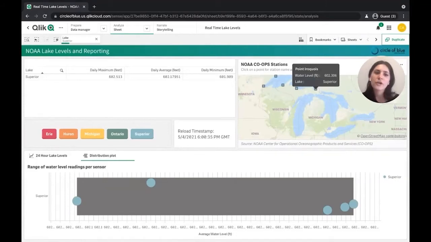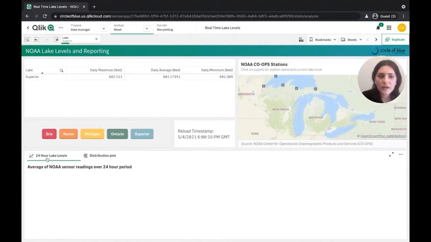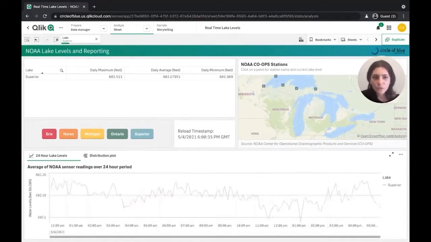It's good for geographic, knowing what's going on near that location that you're interested in, and also data literacy, seeing the distribution of water level that we can pull. What we also can see here is how lake levels fluctuate over a 24-hour period. Again, pulling over the last 24 hours from these NOAA sensors that are publicly available.